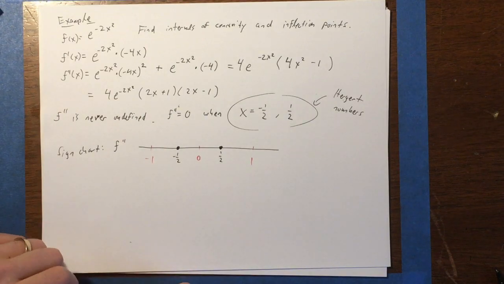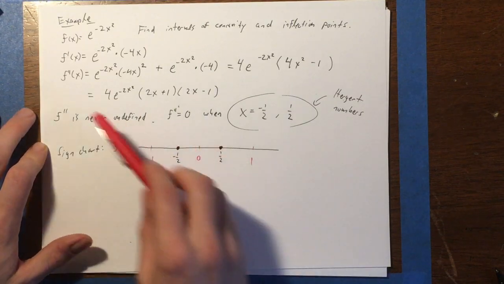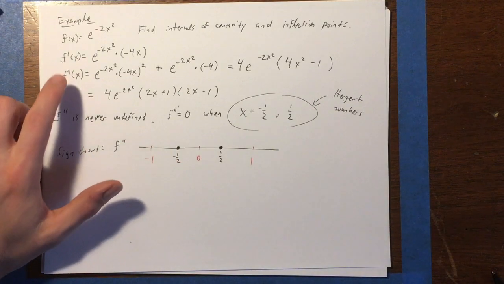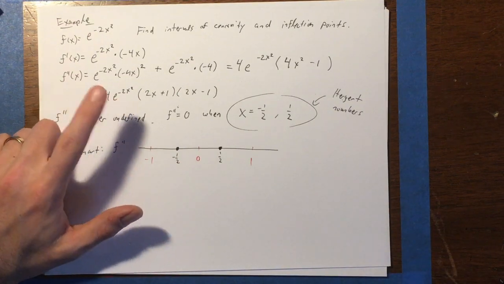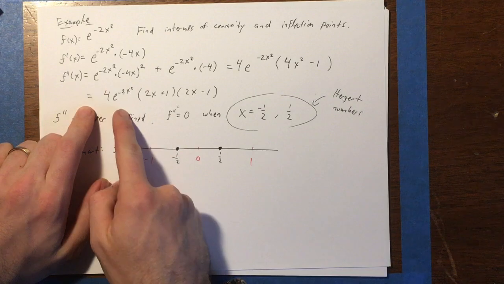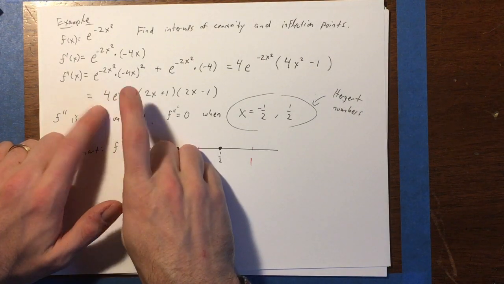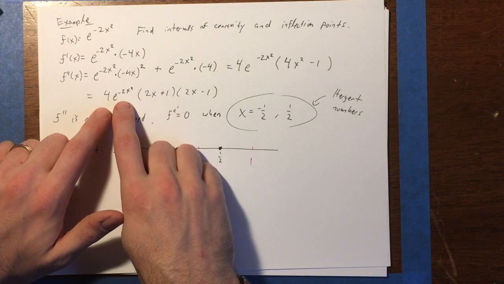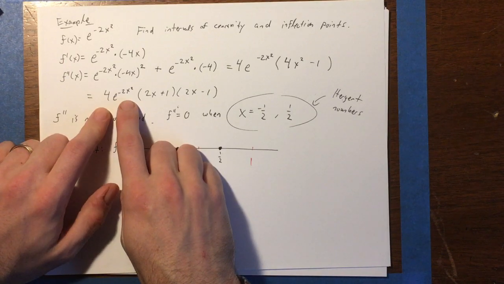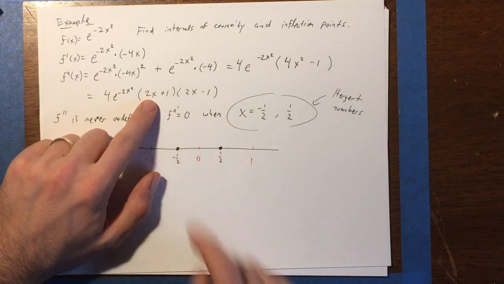And then what you could do is go ahead and stick these numbers into the second derivative here. So the first part is always going to be positive. Even though it's e to a negative power, this is always going to give you a positive number. Like e to the x is always positive, no matter what x is. So all you have to do is look at the other two factors.